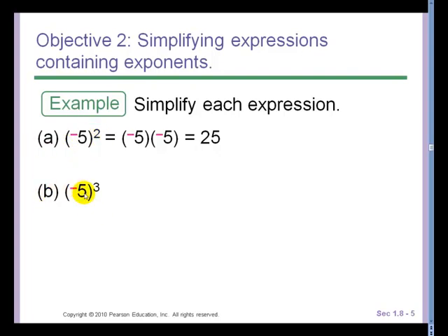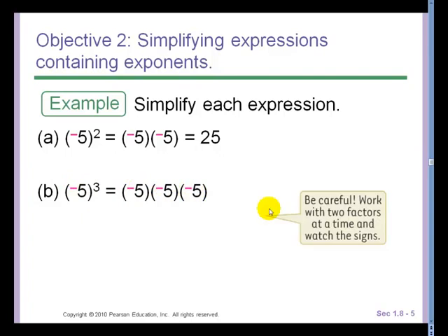B. (-5) in parentheses to the 3rd power. We will have the -5 in the parentheses multiplied with itself 3 times. Be careful when you have multiple factors. It is best to work 2 at a time and watch your signs very closely. So a -5 times a -5 will be a positive 25. And then a positive 25 times a -5 will be a negative 125.